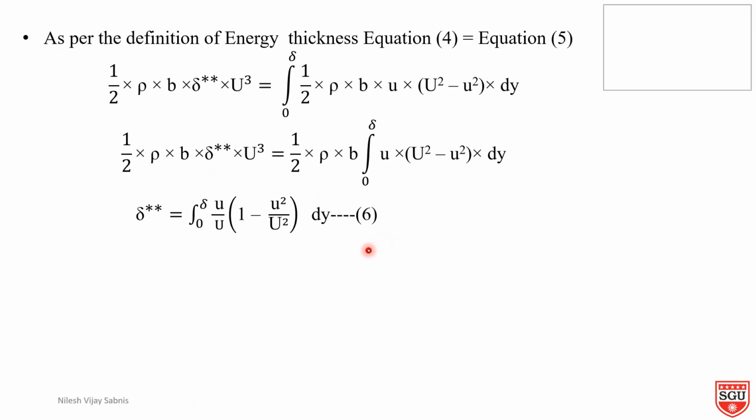With this, we have completed three types of boundary layer thicknesses: displacement thickness, momentum thickness, and energy thickness. Hope you have understood these things. Whatever doubts we will discuss later. In the next point, we will see the boundary layer separation.